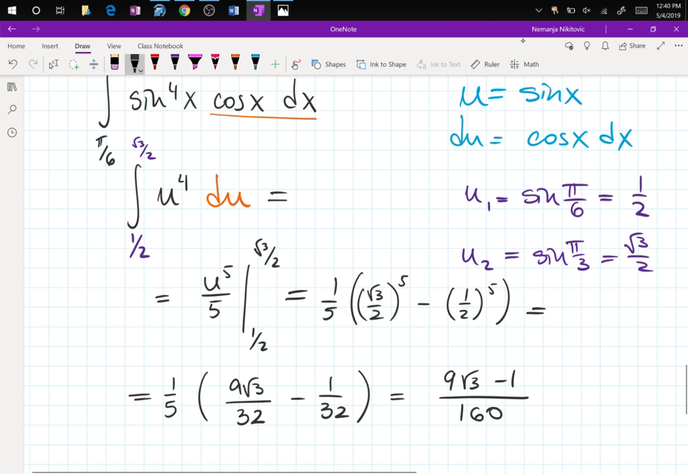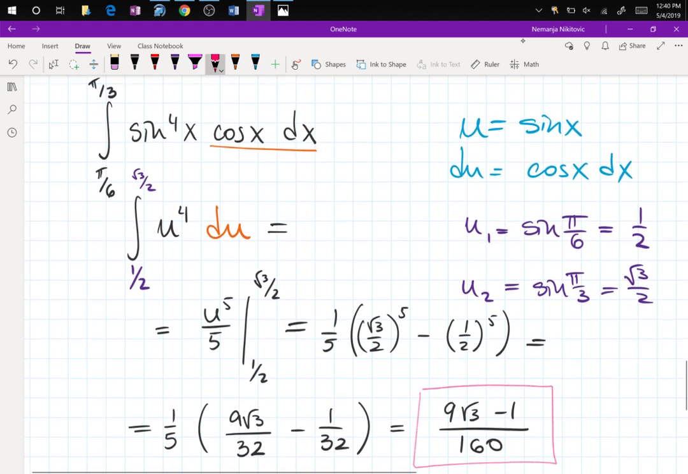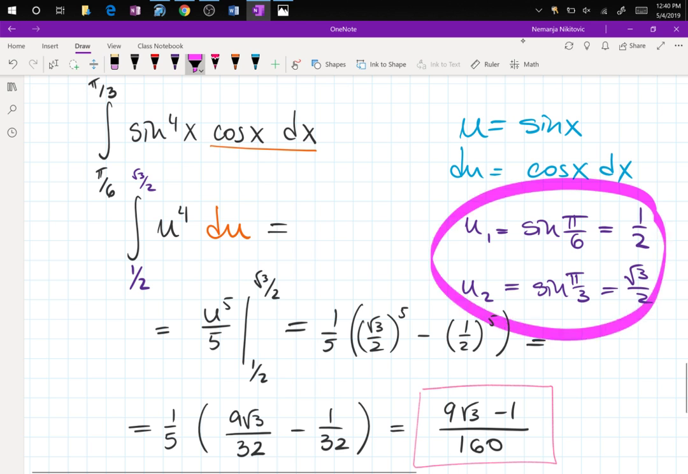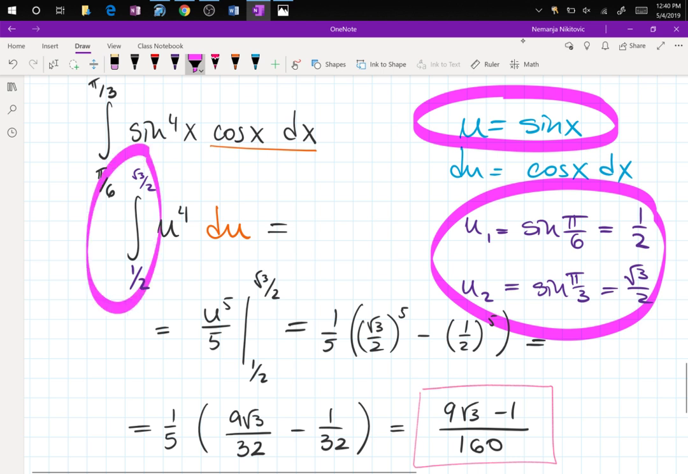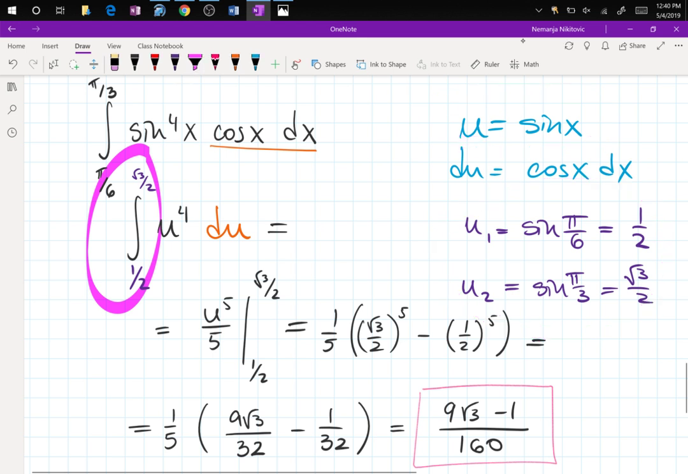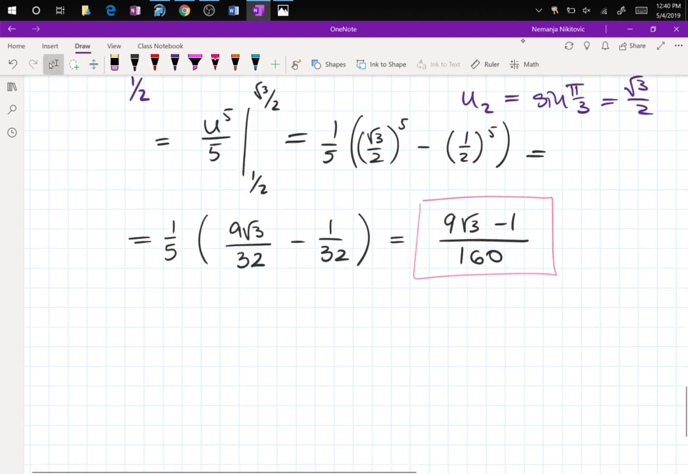You have a common denominator of 32 and then times 5. So now your answer is a number, right? The answer is a number because we started with a definite integral. So now what is the only thing that is new? This. You using whatever your u sub is to transform the limits so that you can plug everything in and calculate. Let's see more examples of this.